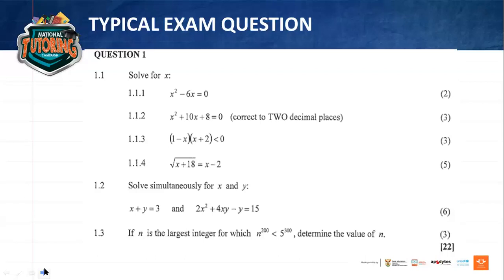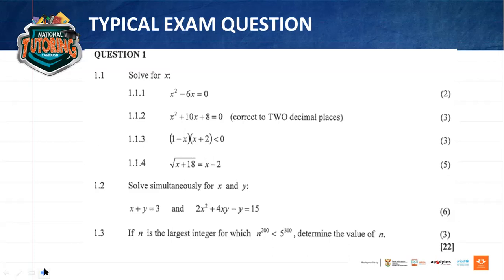Then 1.2 is our notorious simultaneous equations. It's always there, for a good 6 marks, and it's done the same way. And 1.3 is that one-of-a-kind question. It's usually the last question in the paper.